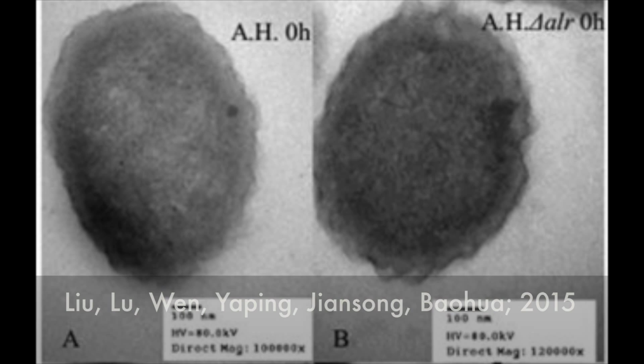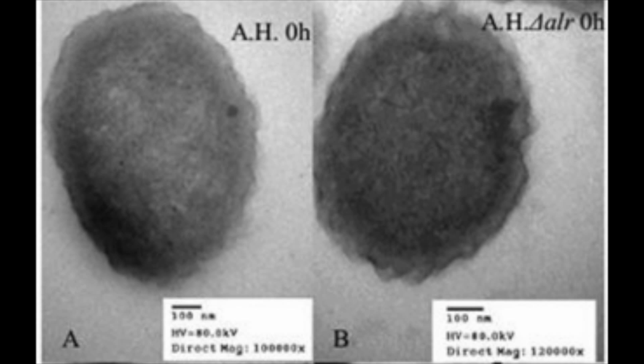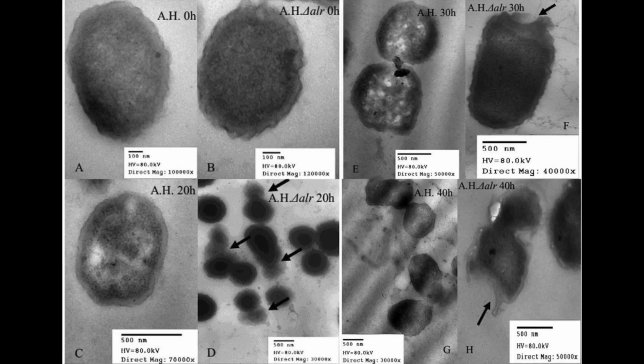At 0 hours, the wild-type and mutant cells showed relatively the same morphology. Defects in the cell envelope began to appear after 20 hours, and the cells displayed continuing damage in their wall integrity as time increased. Many mutant cell membranes had holes, as indicated by the arrows, and the cell substances leaked out of the cell.